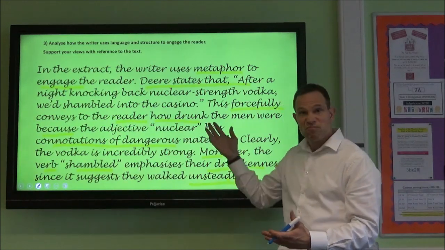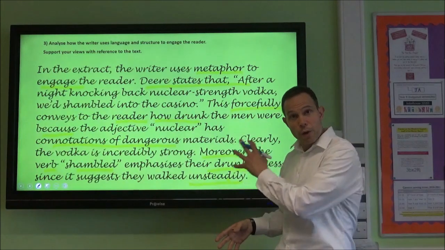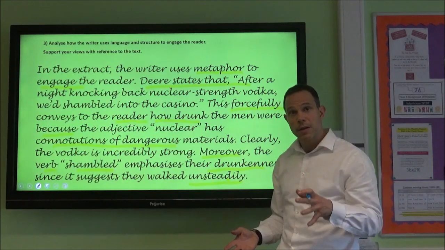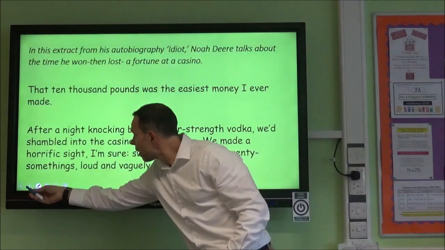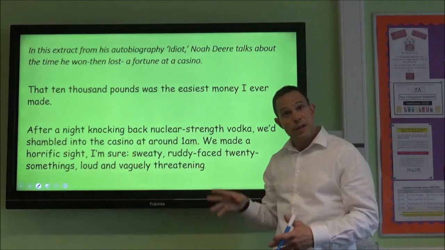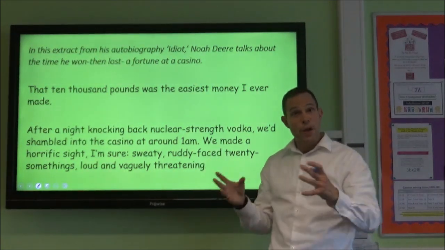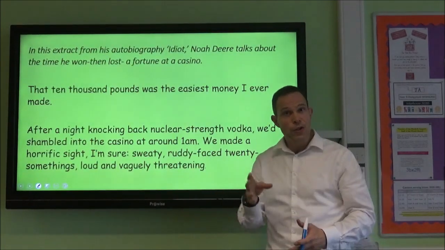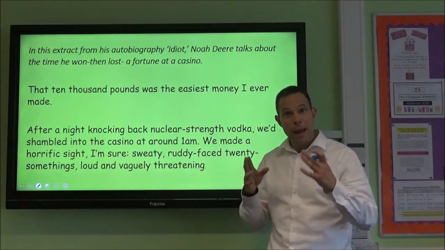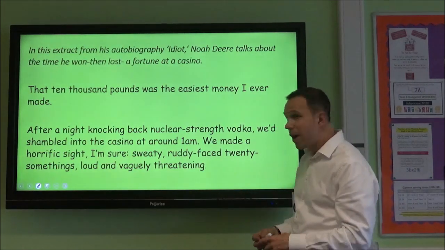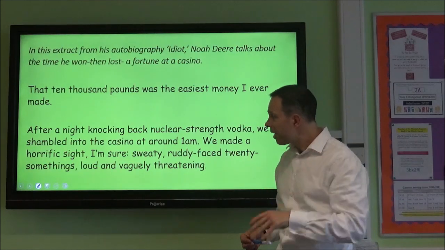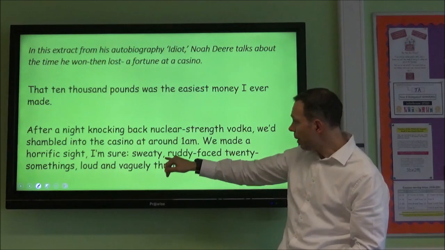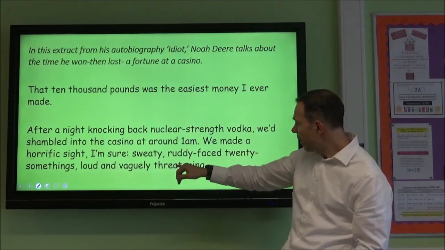If you're knocking out 3 to 5 paragraphs of commensurate quality, they're going to have a job not giving you the highest of marks. So, just as a final parting gift, I guess the holy grail when it comes to double dipping is being able to find a language and a structural technique in the same line and analysing them both. Now I haven't bothered doing a paragraph for this, but think about how we could. So you've got this line here: "we made a horrific sight, I'm sure, sweaty, ruddy-faced 20-somethings, loud and vaguely threatening."